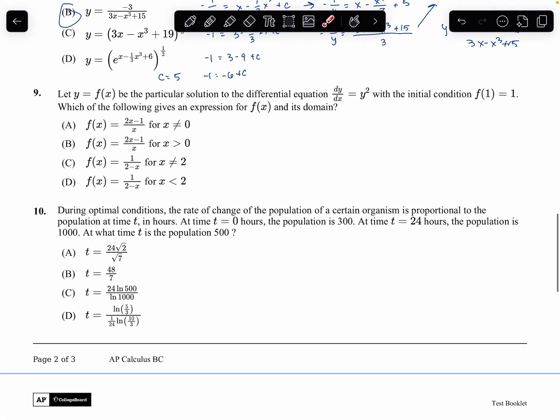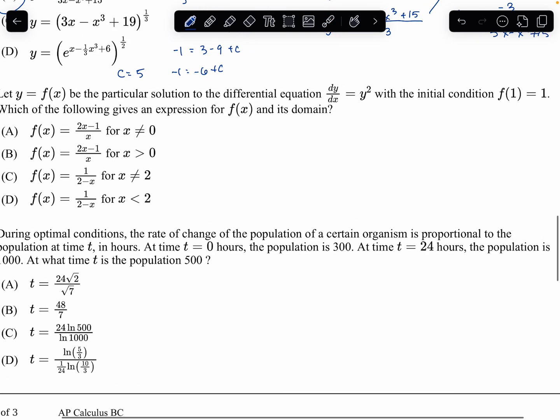Alright, for 9, let y equal f of x be the particular solution to the differential equation with the initial condition here. Which of the following gives the expression for f of x and its domain? Okay, so let's go ahead and separate the variables. You might be asking yourself, how do I separate the variables? Something that feels like the right thing to do, but is the wrong thing to do, would be to subtract y squared. You do not want to do this in this problem.